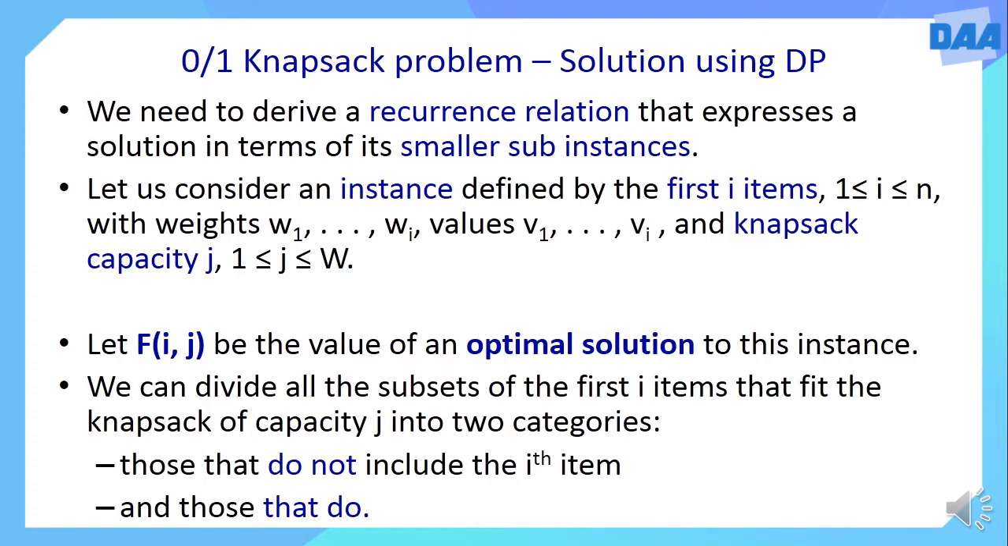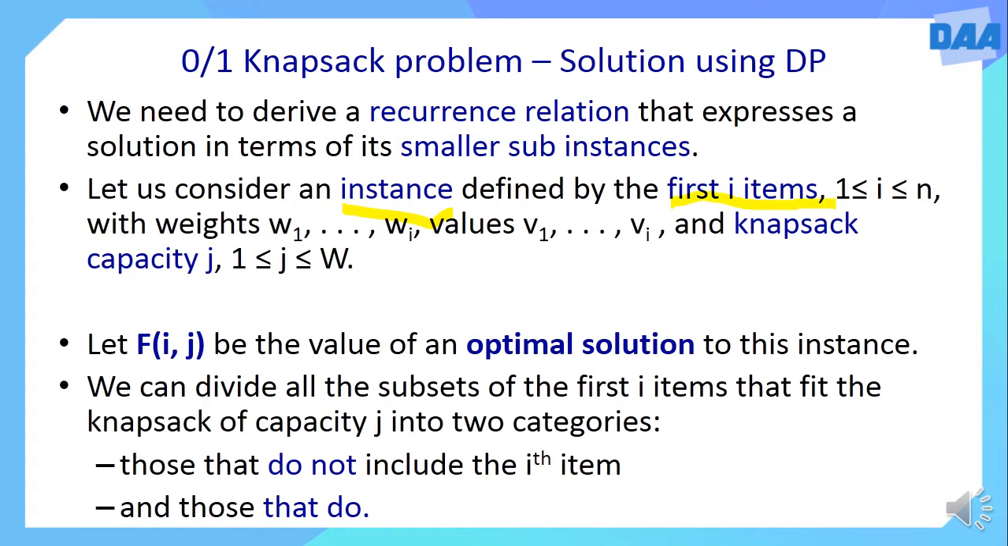How can we get the solution to the 0-1 knapsack problem? To get the solution using dynamic programming, we need to derive the recurrence relation that expresses the solution in terms of the smaller sub instances. So let us consider an instance of the problem where we consider only the first i items.